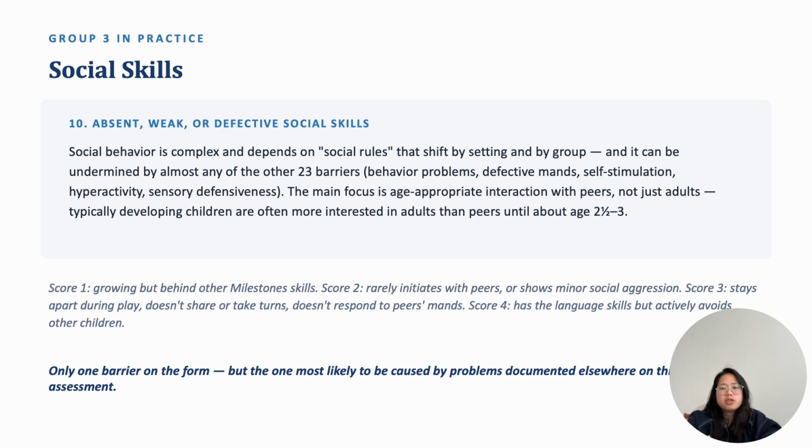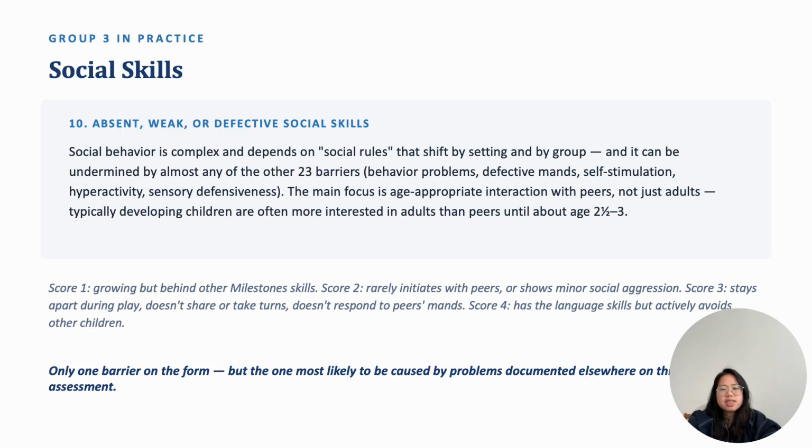But the main focus of this particular item is age-appropriate interaction, specifically with peers, and not just with adults. Since typically developing children are actually more interested in adults than peers until around 2.5 or 3 years old. So that's the baseline this is measured against.